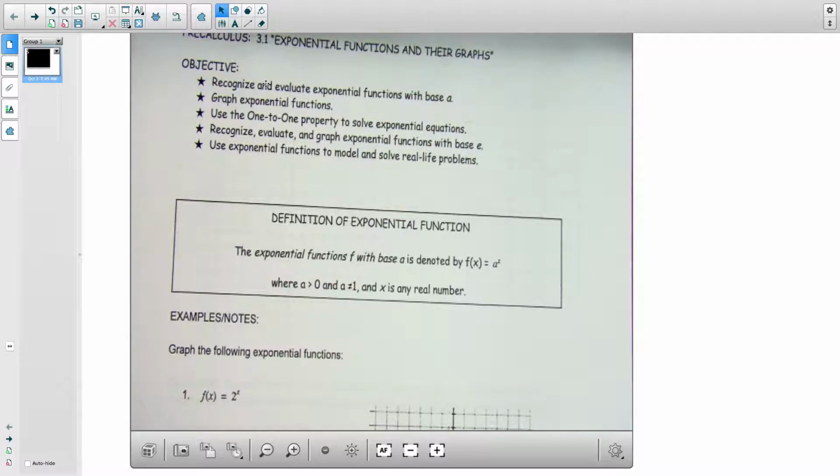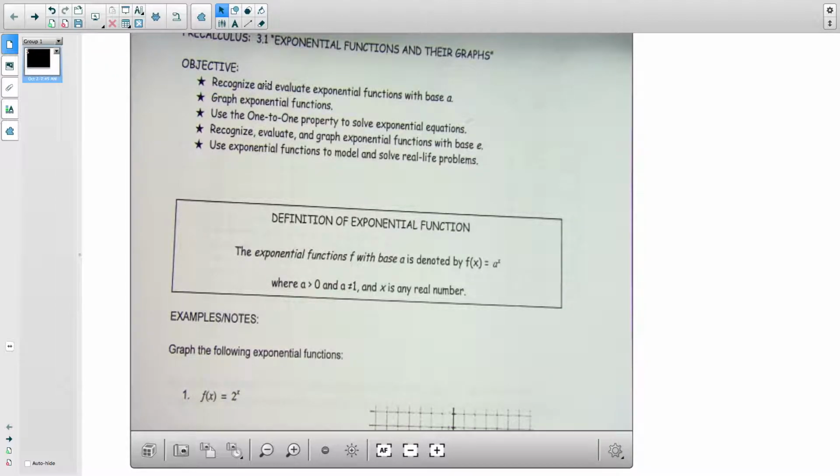So the first thing is to evaluate exponential functions with a base of A. The definition: the exponential function f with a base A is denoted by f of x equals a to the x, where a is greater than 0. So a is non-negative. It does not equal 1, and it's a real number. So a is just a number.